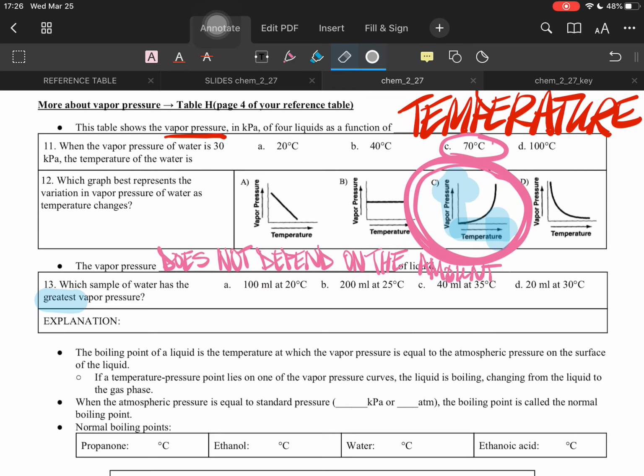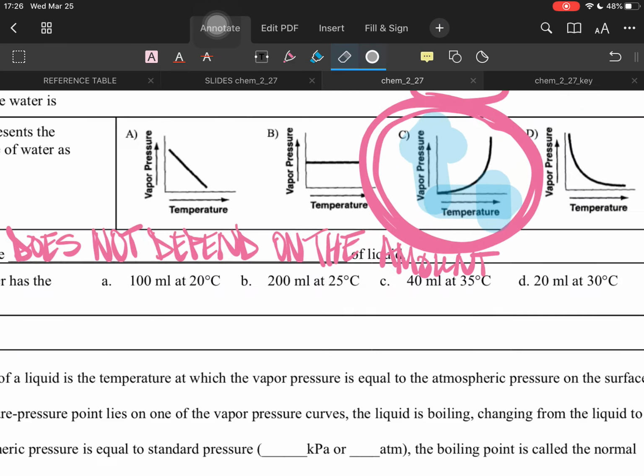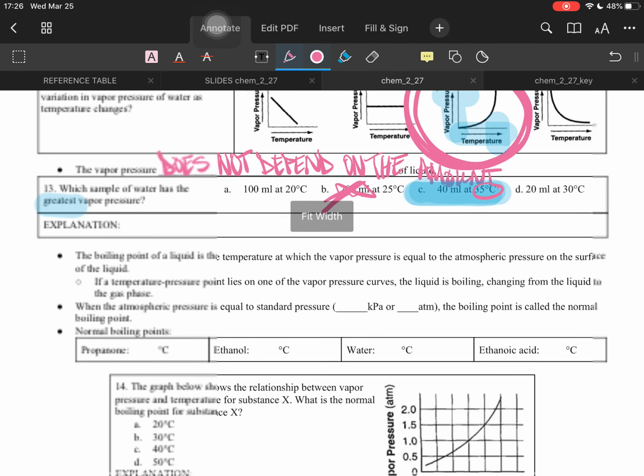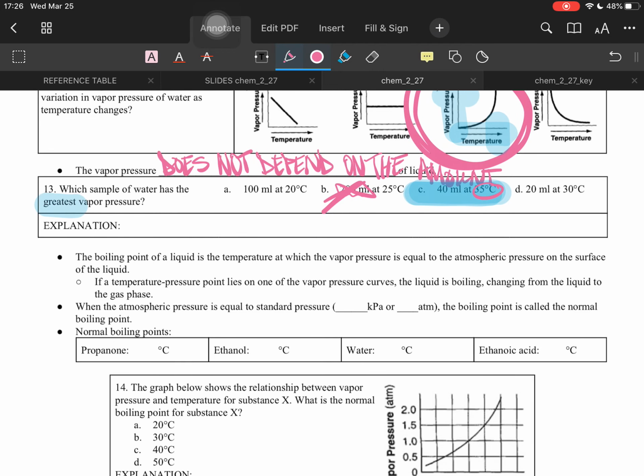Now, I just want to show you something, how they would try to trick you. If you were taking the amount of water into consideration, you may choose 200, right? You're like, oh, that's a lot of water. It must have more vapor pressure. No. Highest temperature is what you're looking for, right? Highest temperature, 35 degrees Celsius. Okay. And I just gave you that explanation.